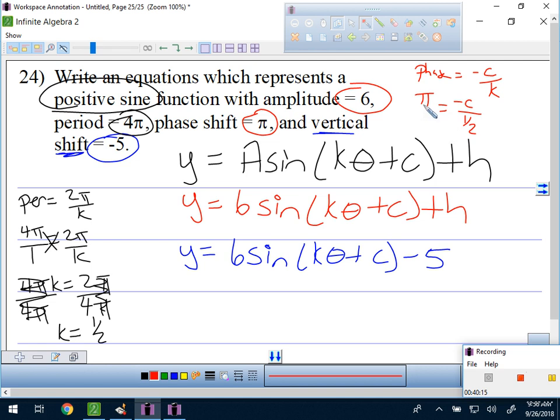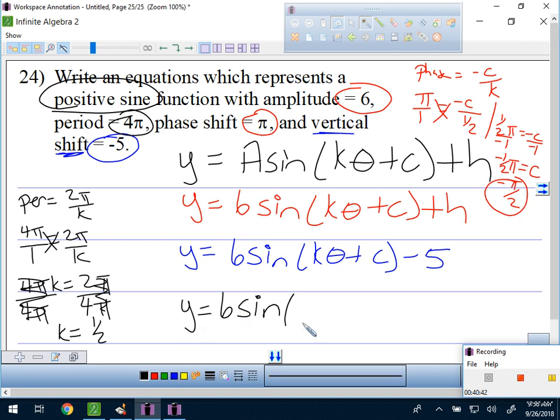To solve this for c, I would just put this over 1, cross multiply, so I'd get 1/2 pi. I'm running out of room here, guys, so I get 1/2 pi equals negative c. To solve this for c, just divide by negative 1, so that tells me that c is negative 1/2 pi, or you could say negative pi over 2. But there's my value for c. And so here's what I'm going to have: y equals 6 sine of 1/2 theta minus pi over 2, minus 5.